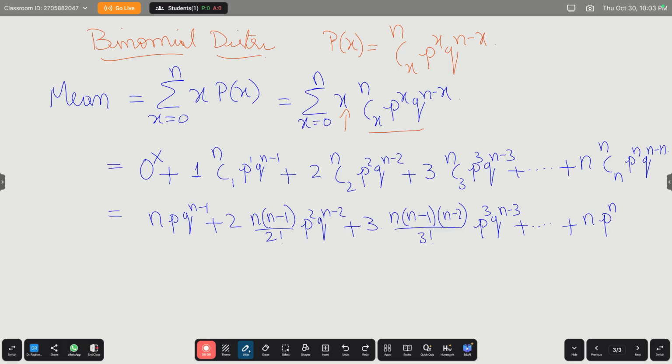As I already mentioned, I'll try to cancel whatever terms are possible. 2 factorial means 2 into 1. So 2 factorial can be cut with 2. And 3 factorial means 3 into 2 into 1. So 3 can be cut. You will be left with 2 into 1. And in the next step, you will be left with 3 into 2 into 1 when you cancel 4 and 4.